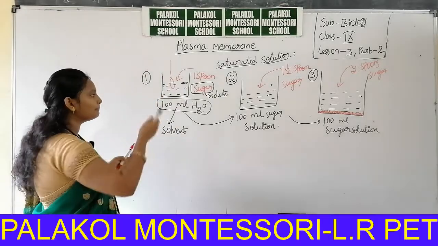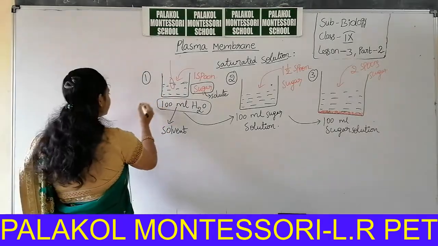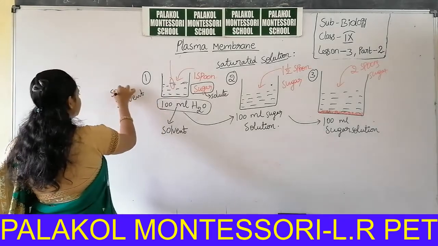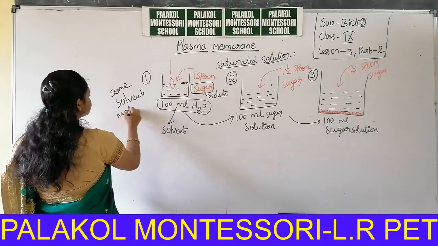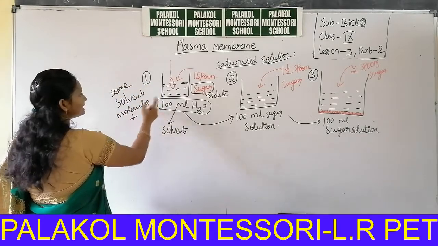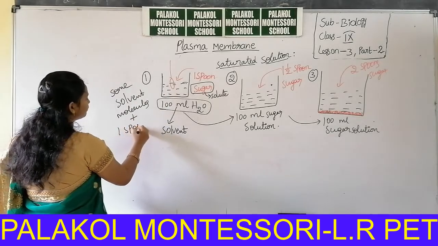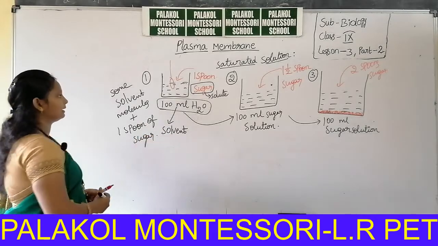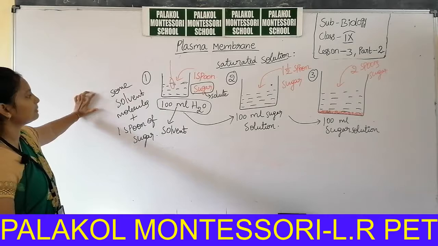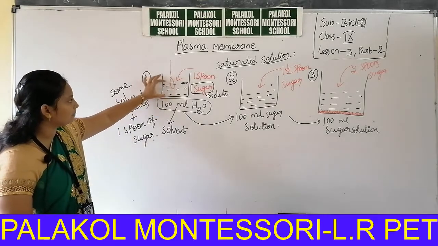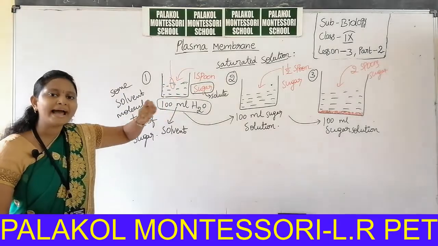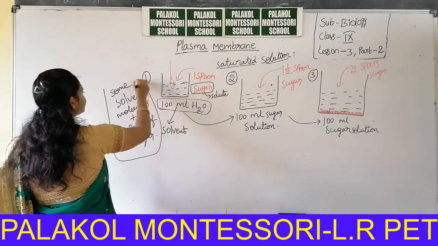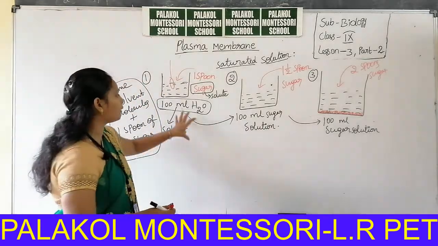Sugar particles completely dissolved means some solvent molecules bind with 1 spoon of sugar. In this case, what has taken place? Some solvent molecules present in the 100 ml of water completely bind with the 1 spoon of sugar. That's why sugar is completely dissolved in that water.